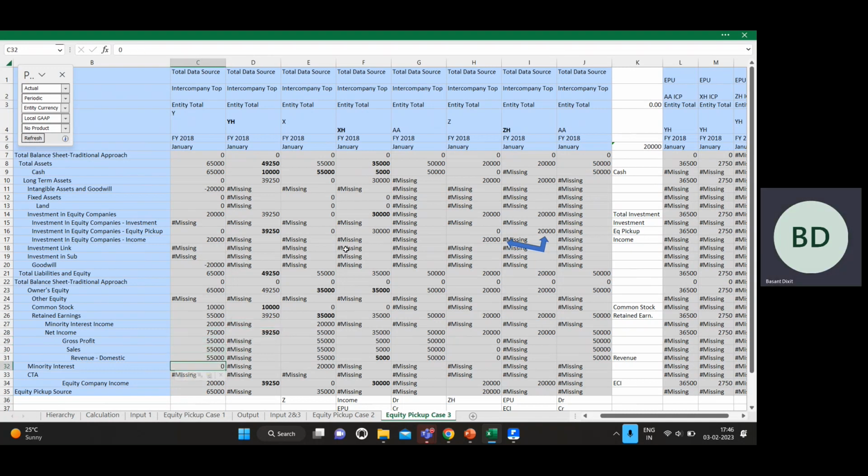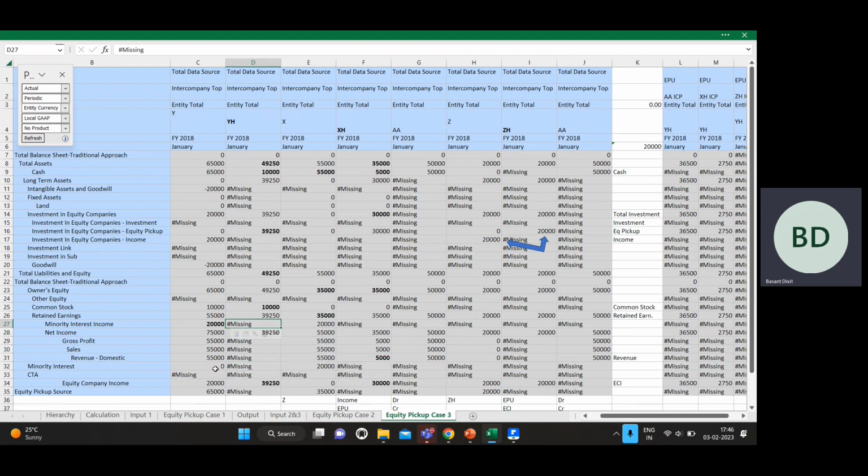And one more thing, we don't have any minority at the C level. Okay, but we have interest of 20,000. And as you can see here, which I was talking about, minority interest is coming only for the X, not for the Y. Okay, we might have to run the rule again and it will come.